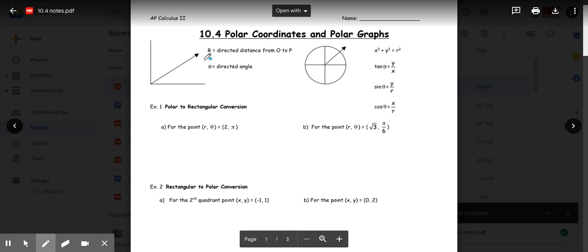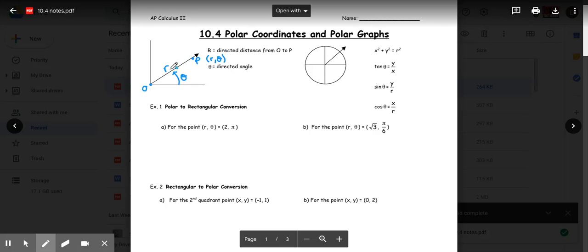So instead of points in terms of x and y, points are in terms of r comma theta. R is the directed distance from the origin, we'll call it O, to some point P that we're going to call r comma theta. This is your length, that's your r, the directed distance.